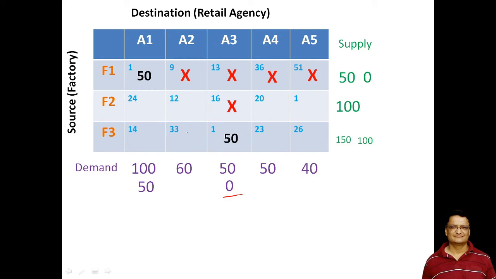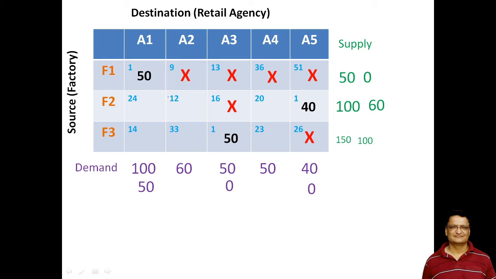Now out of the remaining cells we have to search for the cell having the minimum cost. This cell has the minimum cost and the possible allocation is 40 because this demand is 40, so 0 will remain, and out of this 100 only 60 will remain. At the same time, as this has become 0, I will have to cross out this cell. Again, out of the remaining cells, there are six cells remaining with no allocation. I will search for the least cost cell.